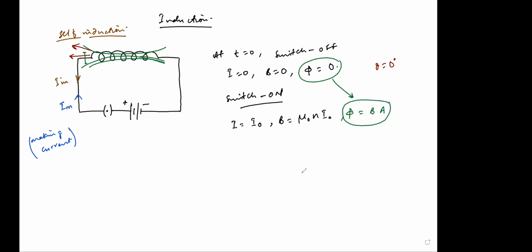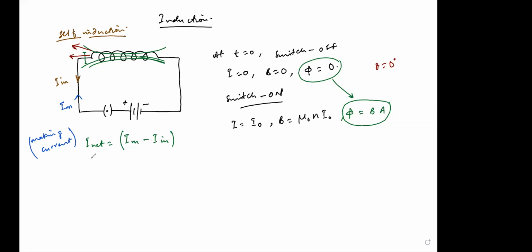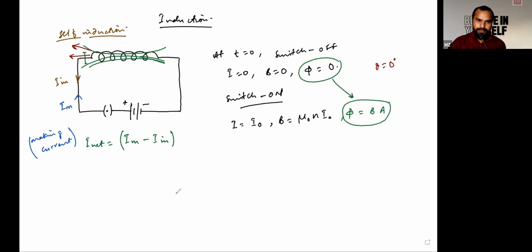Mariam? Yes, sir. Any doubt? No, sir. Now, in this particular situation, if I have to calculate the net current flowing in this loop, what would it be? Just see, this particular current is going along the positive side and this induced current is going along the negative side. So they are in opposite sense. So we can take it as I making current minus I induced current. Is it clear? Yes, sir.